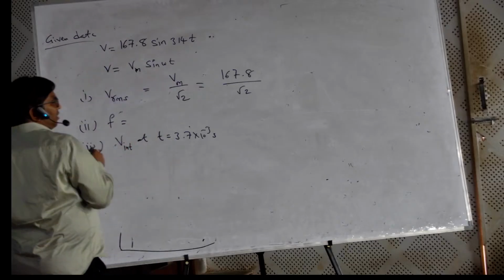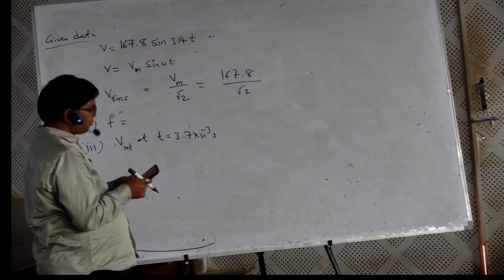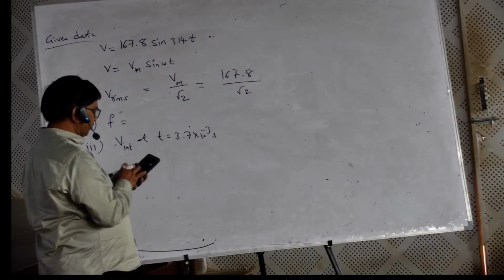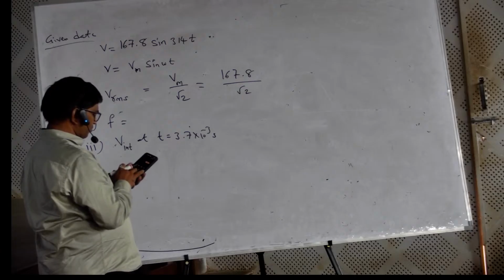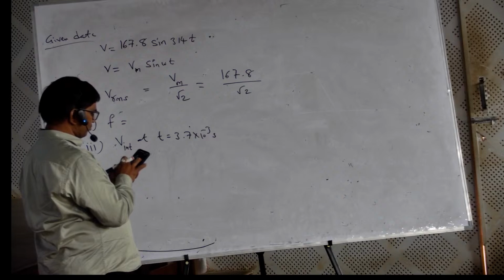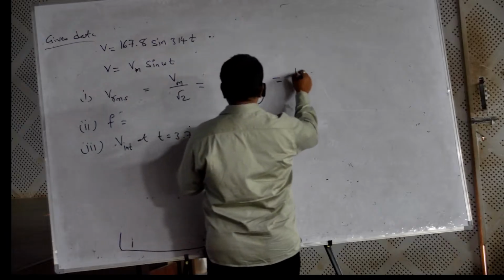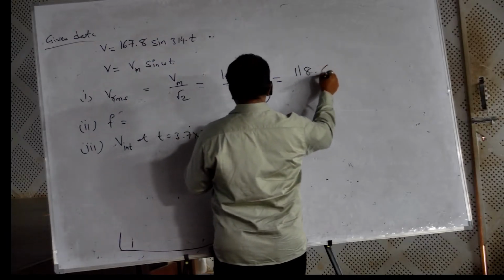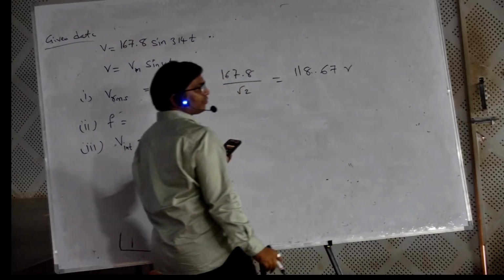167.8 divided by 1.414. How much? 167.8 divided by 1.41. So the voltage is 118.67 volts.